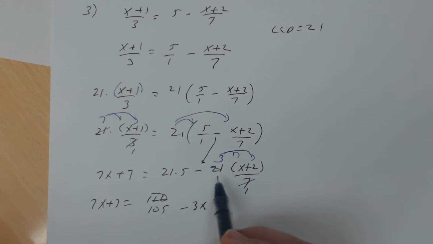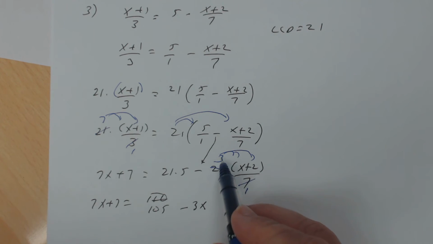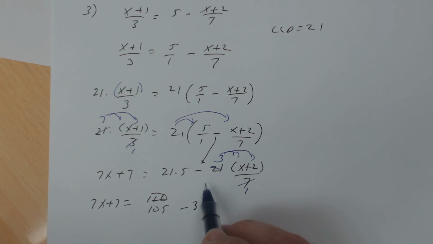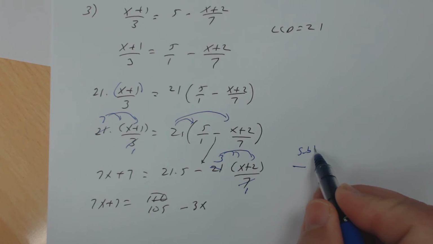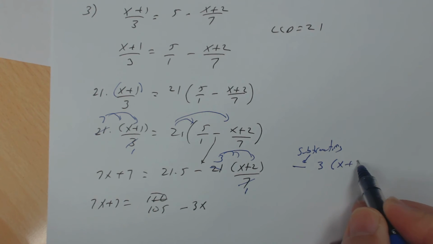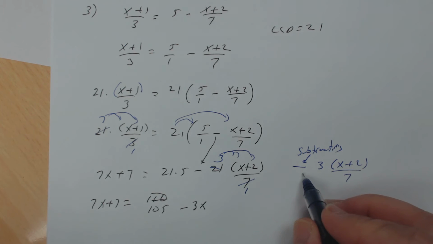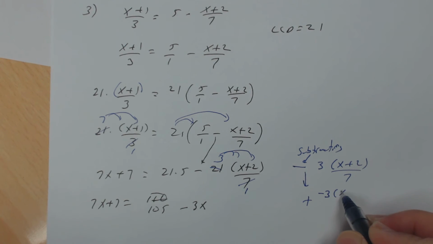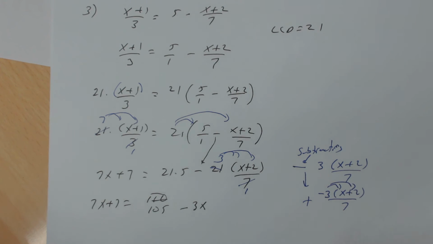So I'm going to go ahead and discuss this. See this right here? When I said bring down the negative, and then you reduce. Okay, but when you distribute, remember this is subtracting. Subtracting 3 times x plus 2 over 7 is the same thing as adding the opposite. So this becomes plus a negative 3 times x plus 2 over 7. So you distribute the negative 3. All right, so always be careful about that. So negative 3 times x is negative 3x. Negative 3 times a positive 2 is a negative 6. Okay, so that's what we get.